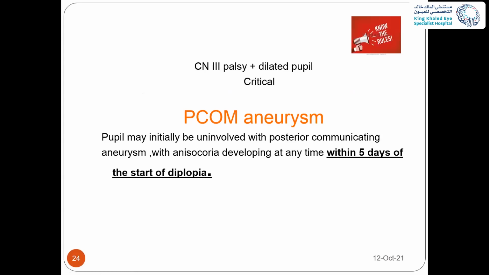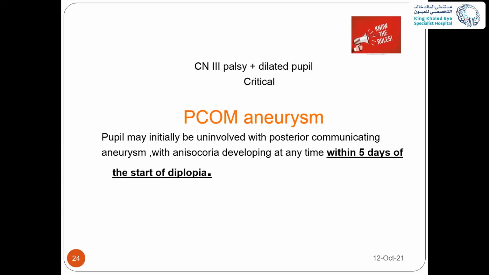So third nerve palsy with dilated pupil, we should consider posterior communicating aneurysm until proven otherwise. Remember, if a patient presents with pupil not involved and he presents in the first or second day of the incident, still he might develop anisocoria within the first 5 days of the starting diplopia. This is a very important aneurysm not to miss.